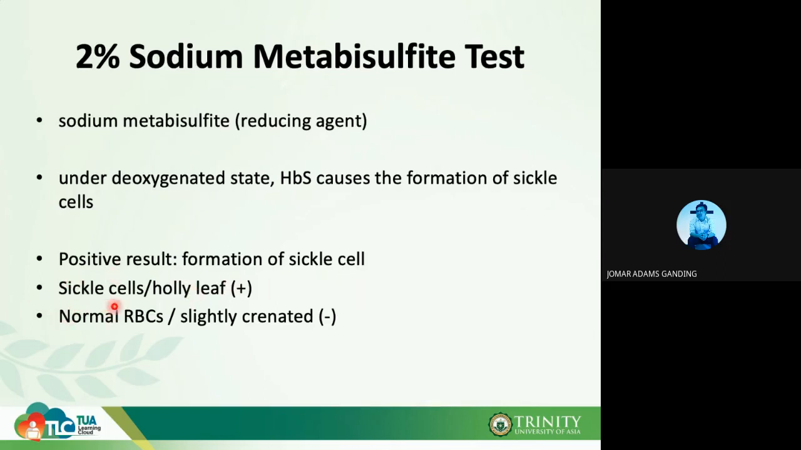So sickle cells, or holly leaf appearance, will now cause a positive result. So if the RBCs are normal or slightly crenated, they are negative. Meaning to say, there is no hemoglobin S in the blood. But if you have sickle cell formation or holly leaf formation, okay, holly leaf appearance, this is now a positive result for your 2% sodium metabisulfite test. Ergo, you have hemoglobin S in them. Okay? You have hemoglobin S with them. So I hope I'm making sense, no?